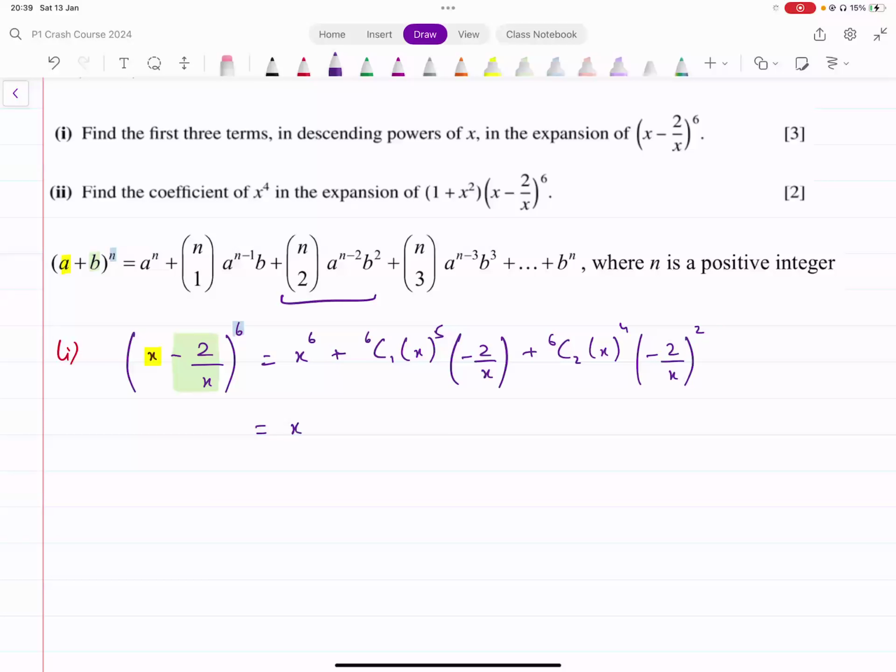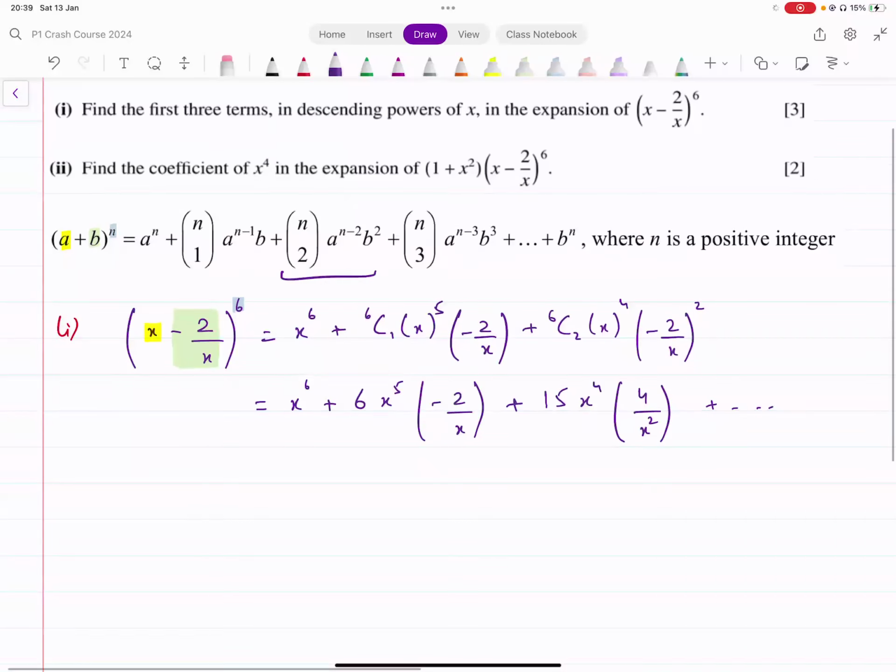It gives us x raised to the power 6 plus 6c1. 6c1 is just 6 into x raised to the power 5 into minus 2 over x. Okay, plus 6c2. You do that on your calculator. That turns out to be 15. 15 into x raised to the power 4. You have a negative sign and you have a whole square, so it becomes positive. 2 squared is 4, and you have x squared in the denominator.